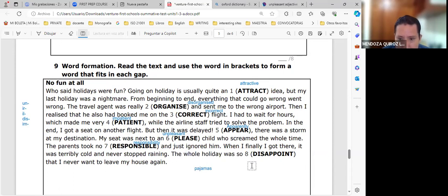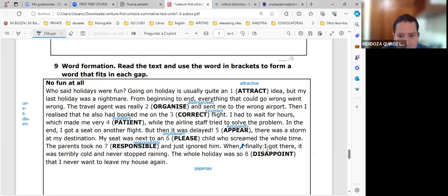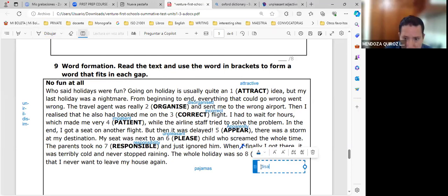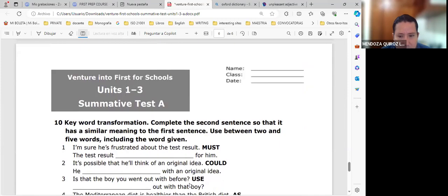And the last one, Andrea, when I finally, oh, there's a mistake, no? When I got there, no, it's when finally I got there, or when I finally got there, but not when I got there, no. Continue, please. The holiday was so disappointing. Disappointing, no? Disappointed that I never want to leave my house again. There you are. And we're about to finish here.